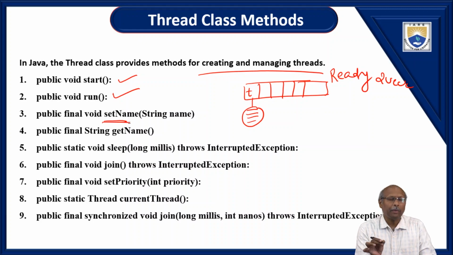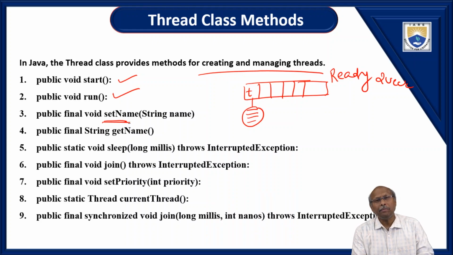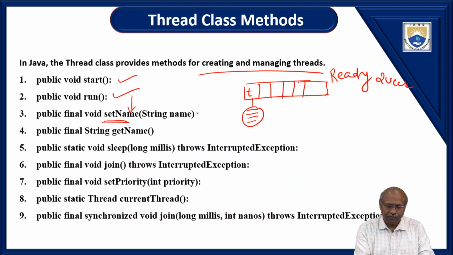Similarly, there is one method called setName. SetName is a method which allows you to set a name for a thread. For every thread, you can assign a name. If you want to assign a name, you call setName. This is the third method. Then the fourth one, getName. GetName is a special method to retrieve the name of the thread. Whatever name you assigned through setName, you can retrieve back using getName.